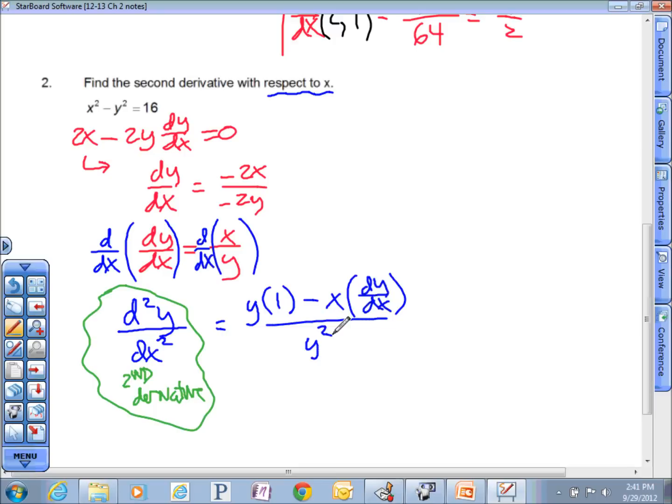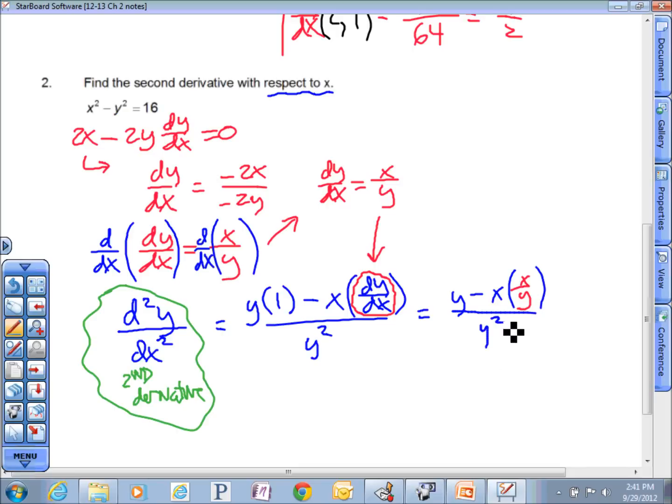So there's your derivative, except now you never, ever leave a dy over a dx inside your second derivative. A little while ago, we found out that dy over dx was the same thing as x over y. If that's the case, that x over y can get put into your second derivative and rewritten. So what I really have for my second derivative is y minus x times that dy over dx, which is x over y, divided by my y squared.